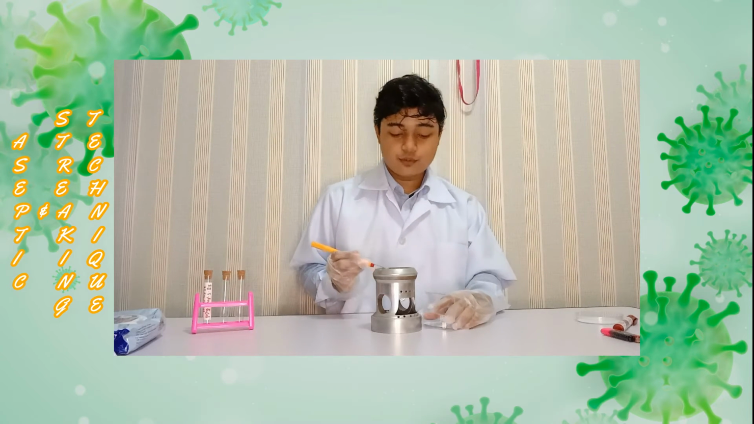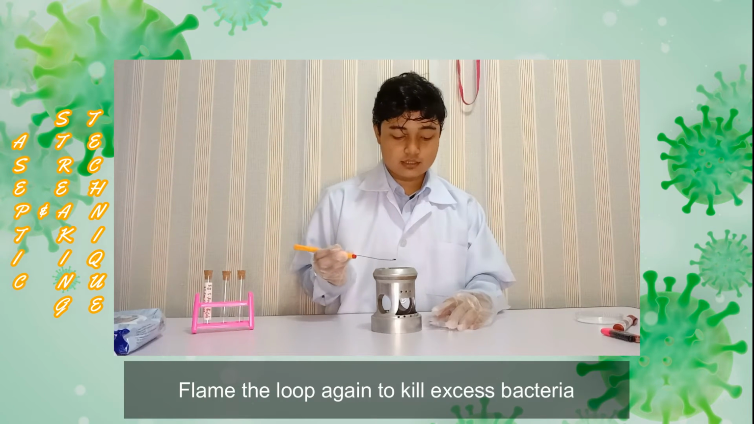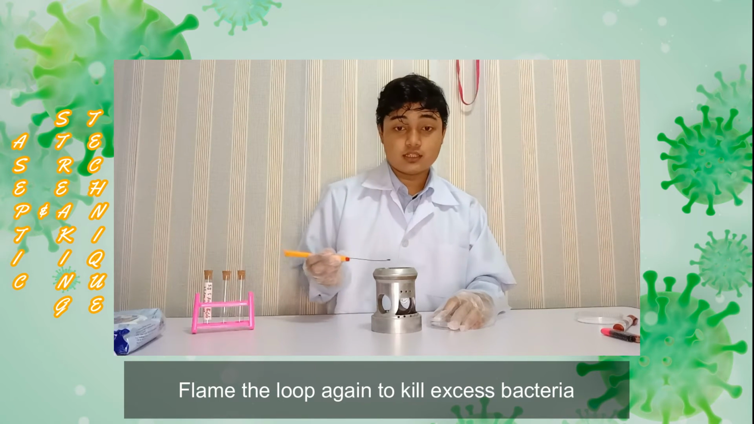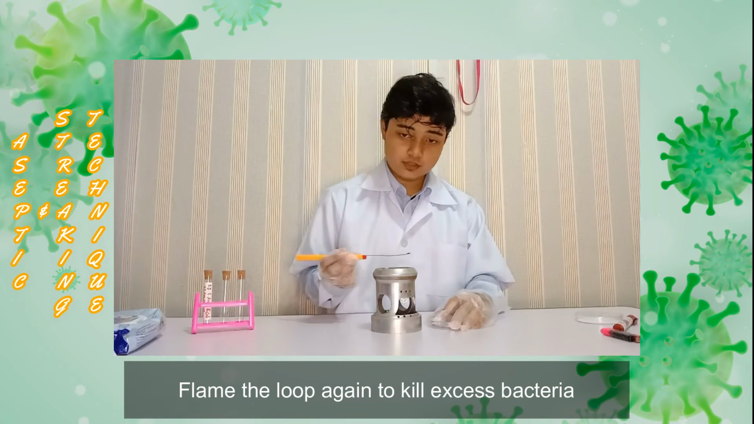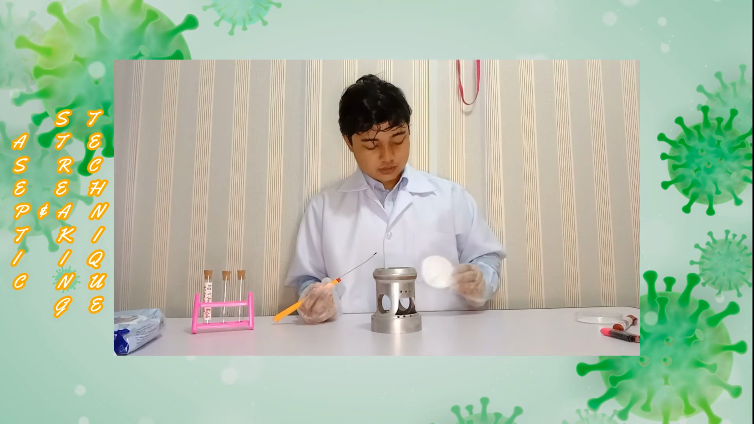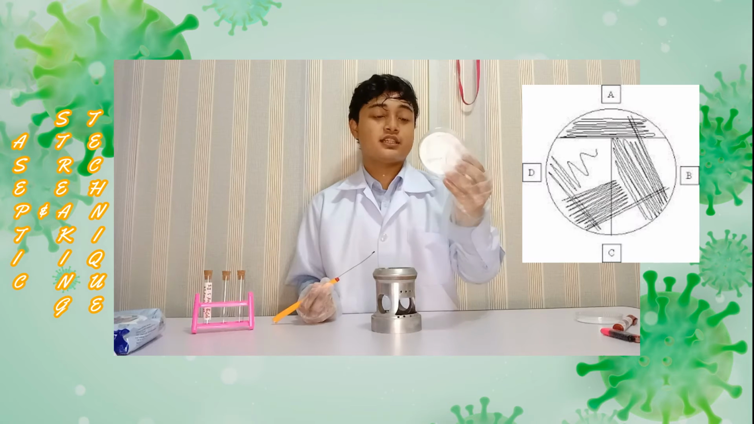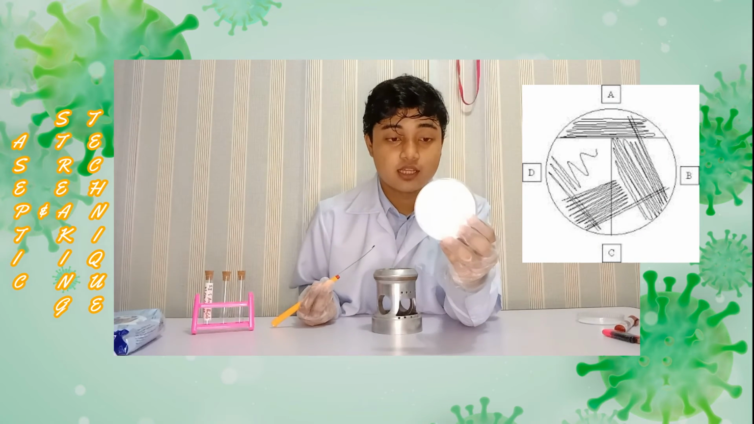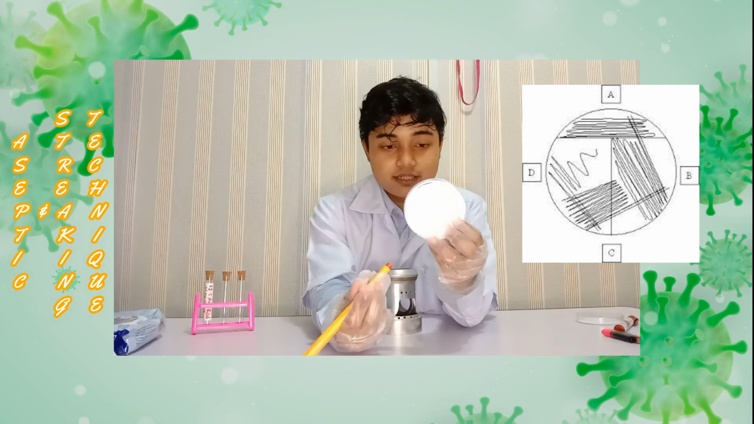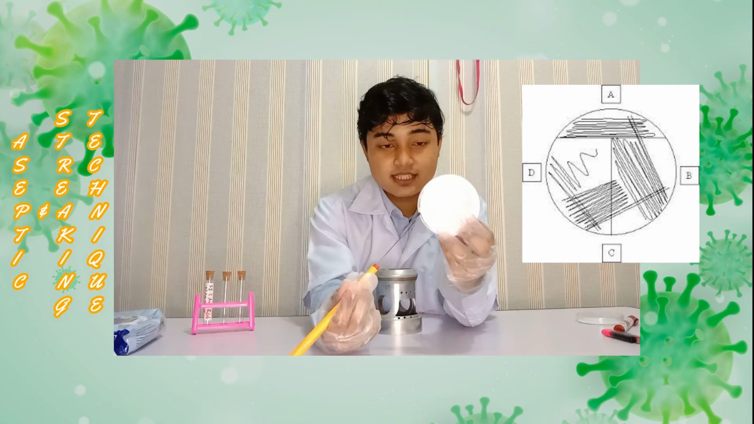Then we flame it again to make sure we kill all the microorganisms. Okay. So this is the streaking technique that we use. We streak it at section A a little bit, and then section B, section C, and section D.